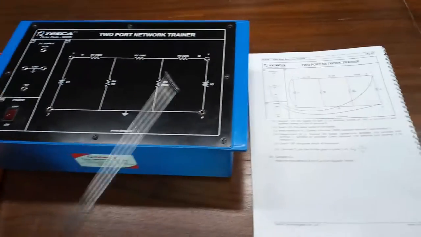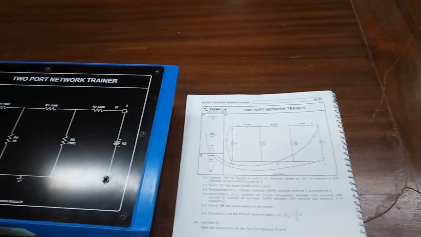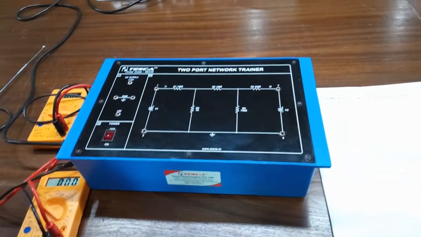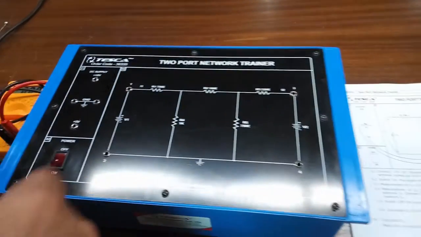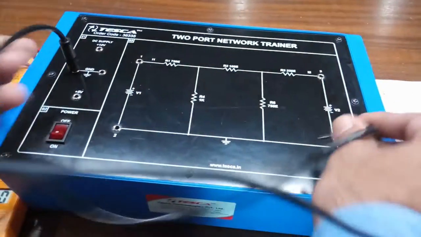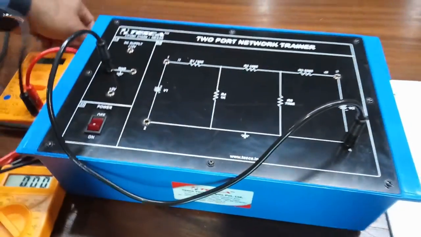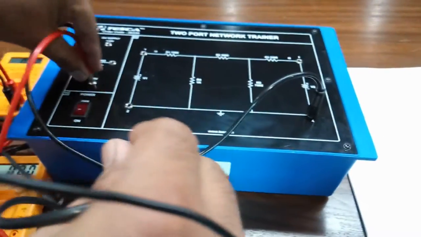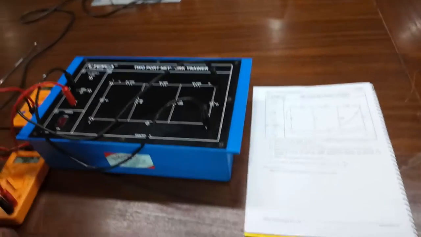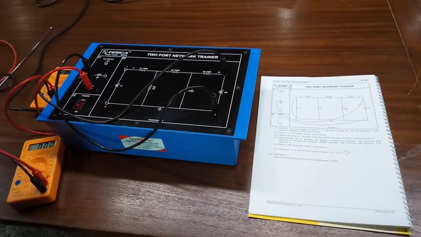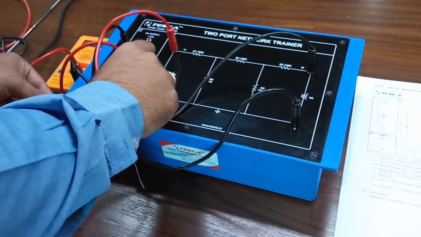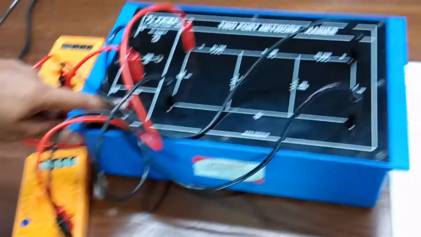Now for calculating Z12 and Z22 parameters, we have to apply the V2 from the source voltage of 5 volt DC supply. So we connect plus 5 volt, ground terminal to 4 number terminal and the ammeter between plus 5 volt and 3 number terminal of this circuit. And for V1 value, we will connect voltmeter across V1 terminal, which is 1 and 2. Now we put the supply on.